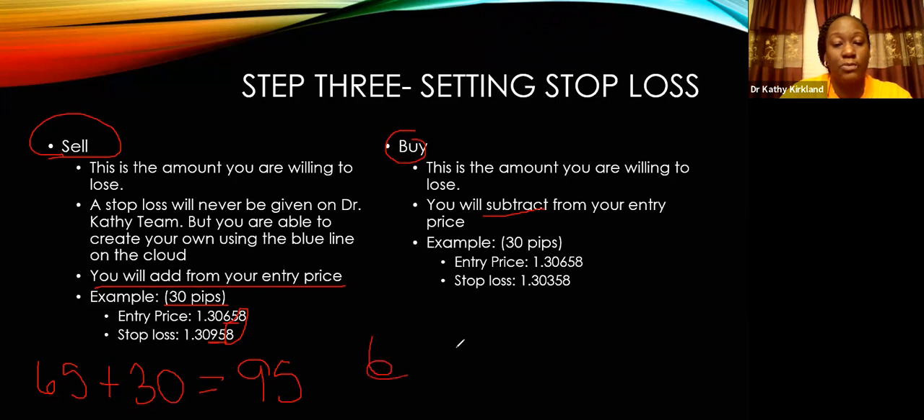Now, if we're going to do a buy, we're going to subtract from our entry price. Once again, our entry price, third and fourth number behind the decimal place, is 65. So we would take 65 and subtract 30, which would give us 35. And we take that 35 and put it in the slot of the third and the fourth number behind the decimal place. That would give us 1.30358, keeping our 8 the same, which is our pipette. Okay? Are there any questions about stop losses?